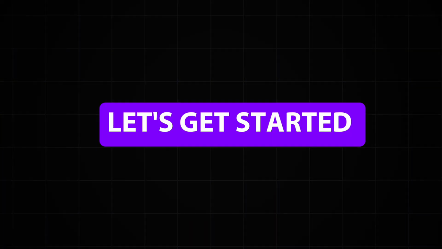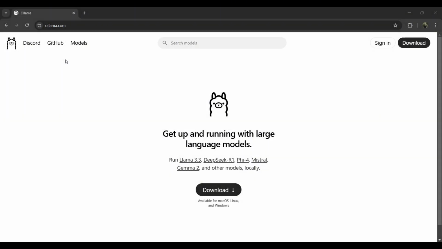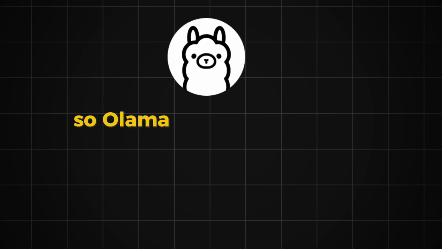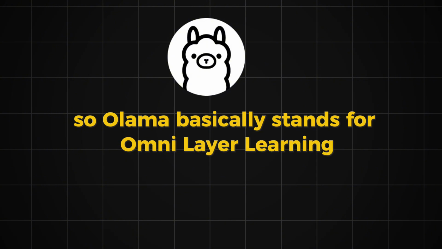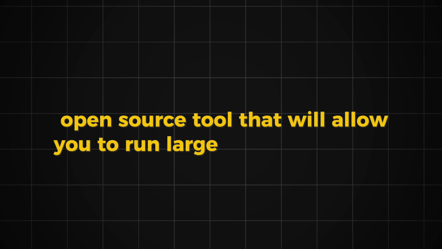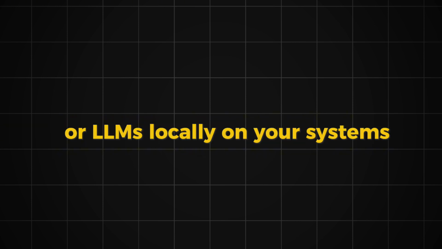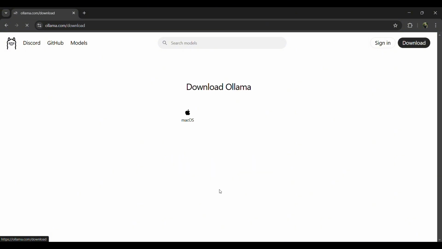So let's get started. The very first step would be to visit this website, ollama.com, and download Ollama. Ollama basically stands for Omni-Layer Learning Language Acquisition Model. Now this is a free open source tool that will allow you to run large language models or LLMs locally on your systems. And once you hit the download button, you get these three options.